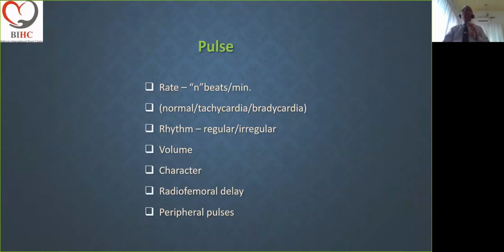And when you are describing the pulse in an older child, in an infant, making such details would be difficult. Certainly describe the rate. Pulse is, say, 120 per minute. And depending on the rate, you are going to conclude whether it is normal or tachycardia or bradycardia, depending on the age of the baby. So is it regular or irregular? What is the volume of the pulse? What is the character of the pulse? Is there a radiofemoral delay? And what are the peripheral pulses like?